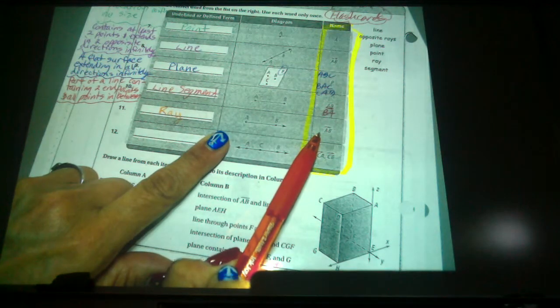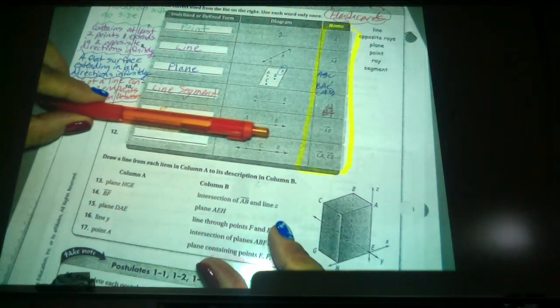If you name this ray BA, then that ray actually goes in this direction starting from B, and it goes infinitely to the left through A. That's a totally different ray. It's not the same ray, so be really careful with your notation for rays. So the definition for ray is part of a line that has one endpoint and extends in one direction.